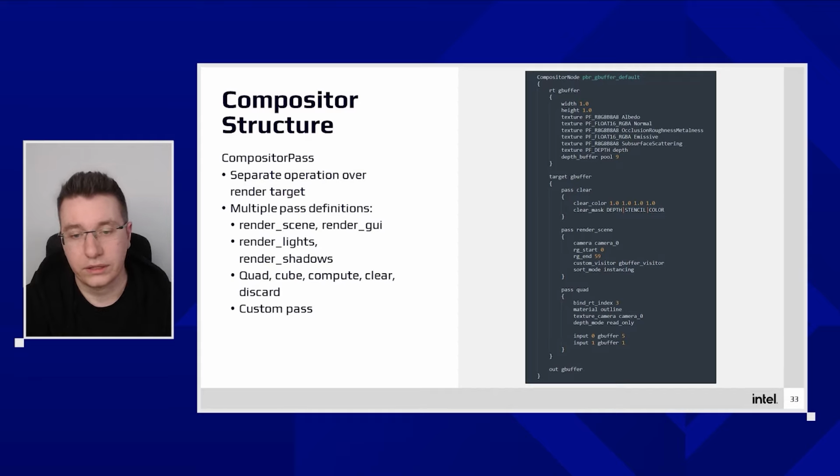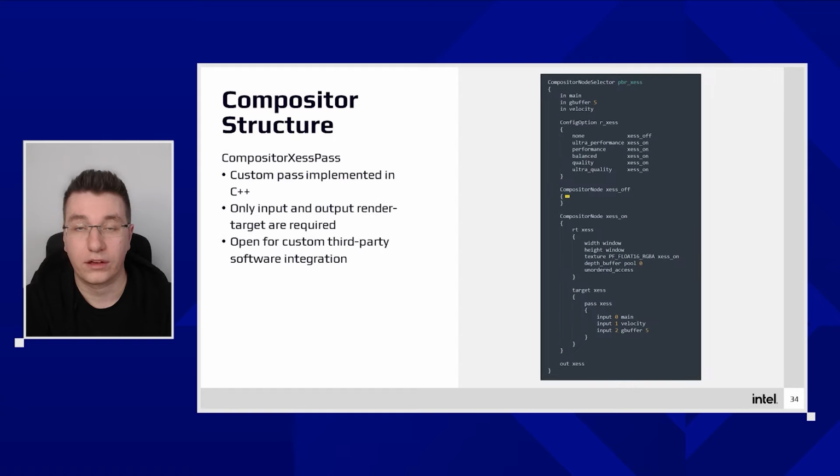At the end of that, we have the possibility to create custom passes that will help us handle everything that the game needs. The compositor XeSS pass is one of those custom passes. It has its own custom C++ implementation, which just delivers the inputs and declares the output. Here is the place where the third-party software integration begins.